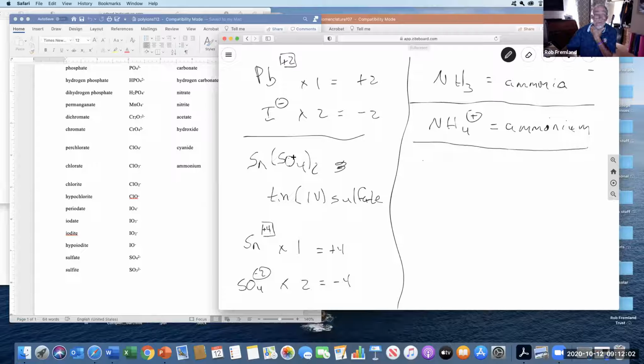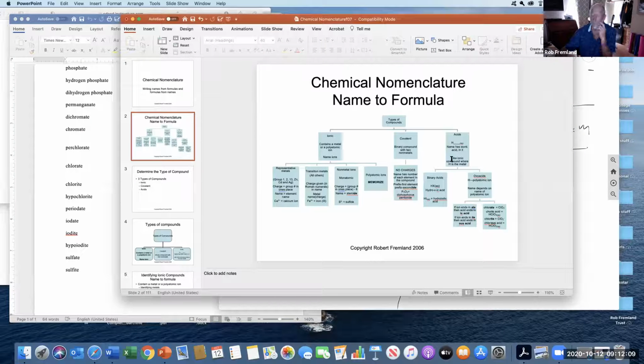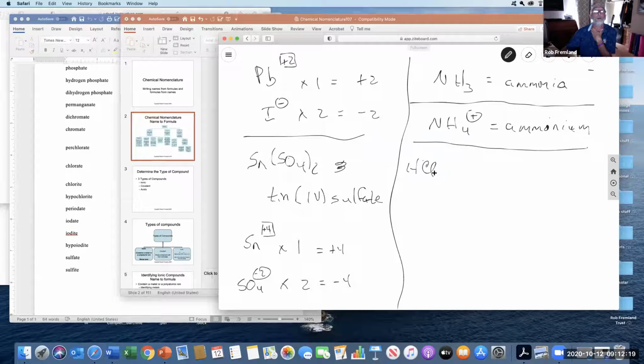All right. And then the last one, HCl. So if you look at your flow chart, if it begins with H, it's going to be an acid except for water. Then we have to say, is it binary or not binary? Well, there's only 2 elements, so it's binary. That means you're just going to call it hydro, and then the Cl is chloric acid. And you want to say the word acid. If you don't say acid, it's not an acid.